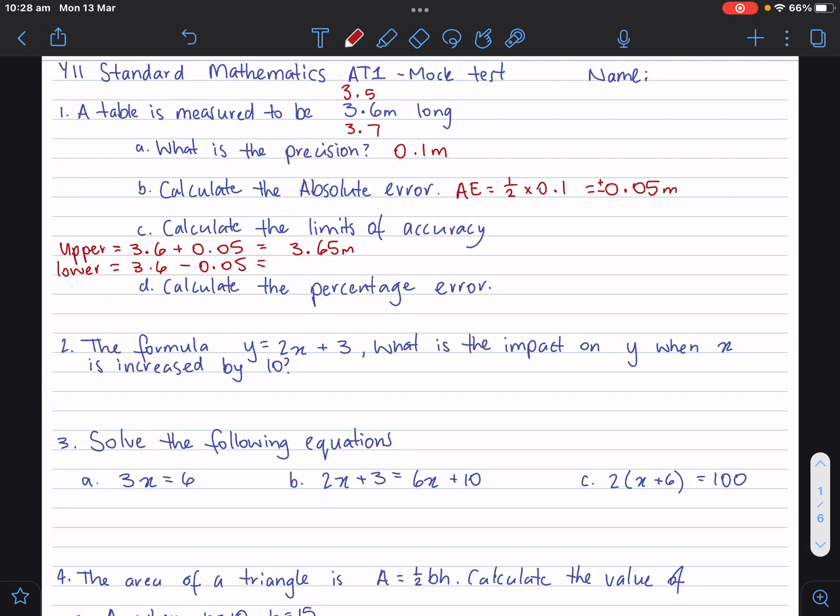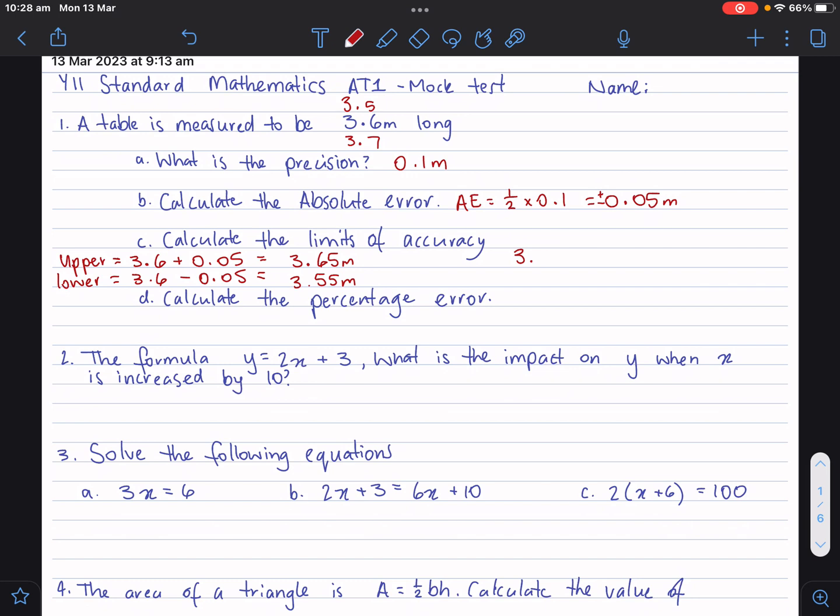That's where the plus minus comes into play. And we get 3.55. So our limit of accuracy is somewhere between 3.55 meters, which is your lower bound, all the way to 3.65 meters, which is your upper bound.